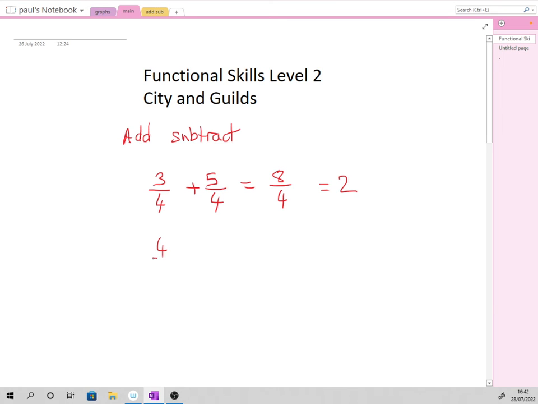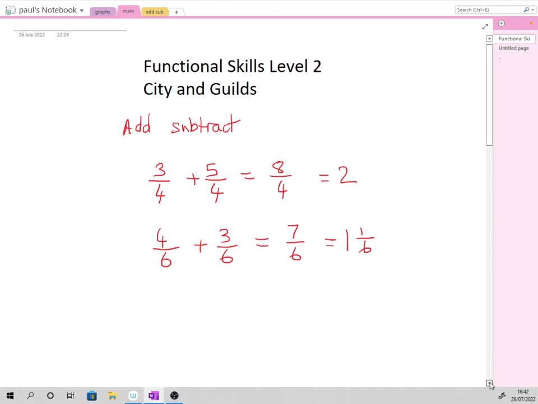Okay, 4 over 6 plus 3 over 6. 6 and 6, so 6s. Don't add them. Add the ones at the top. 4 plus 3 is 7. Top heavy. 7 divided by 6 is 1 with 1 sixth left over.